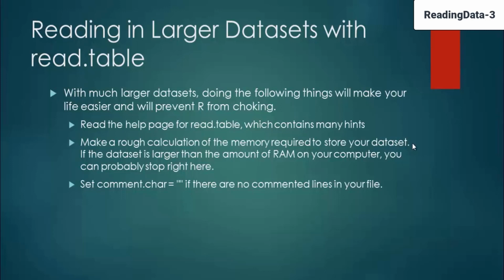But you don't have to do it directly. And you can set comment.char equal to null if there are no commented lines in your file. R automatically searches for this comment character, which marks comments in the data, and you can stop this by setting comment.char. If there are no comments in your data, you can set comment.char equal to null, and this will prevent R from searching for comments in the data.